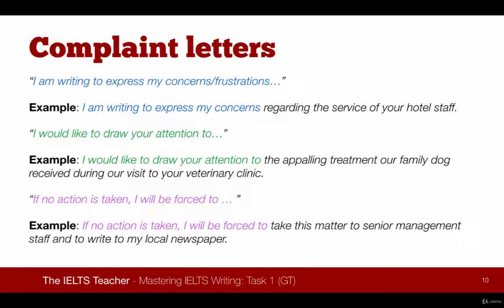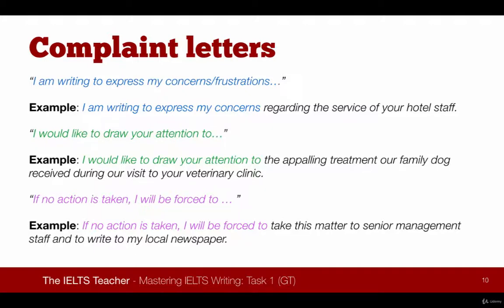First one, I am writing to express, notice that from before as well, express my gratitude. In this case, I am writing to express my concerns, or I am writing to express my frustrations. Pretty similar, slightly different, may change depending on the context. I am writing to express my concerns regarding the service of your hotel staff. Maybe we're not happy with how we've been treated at the hotel.